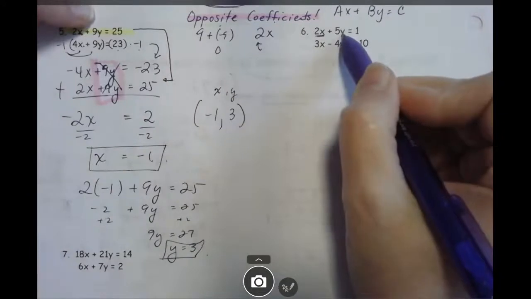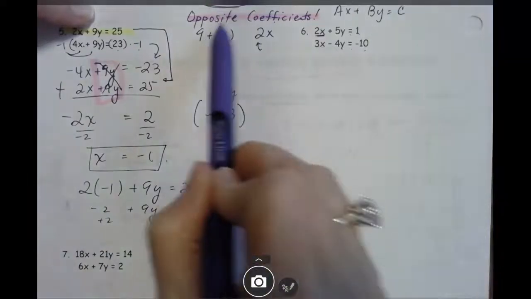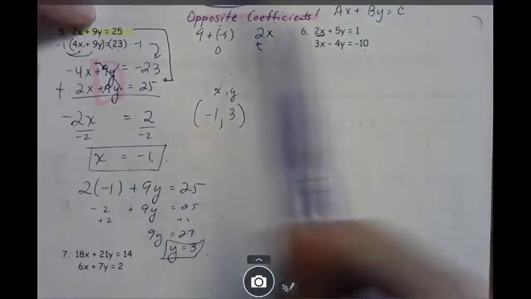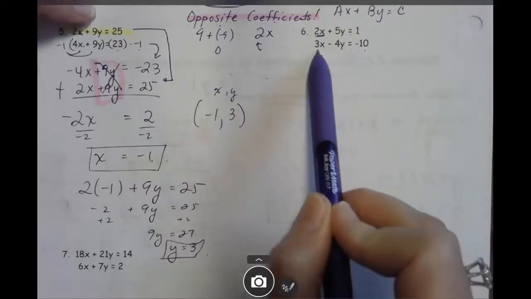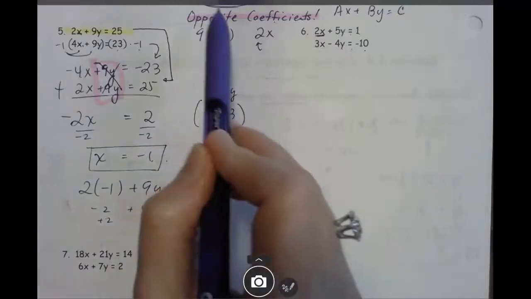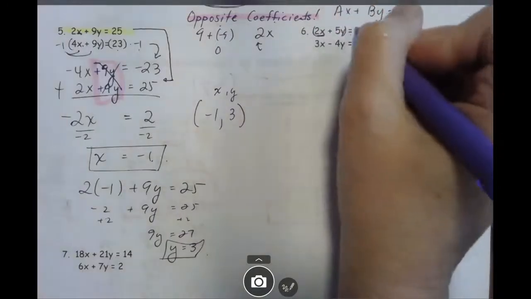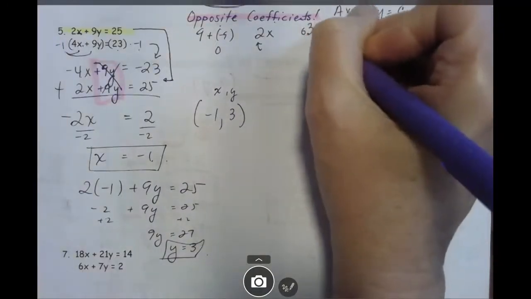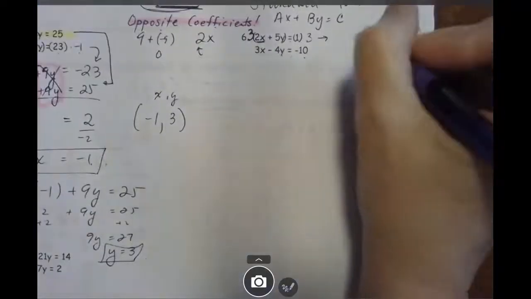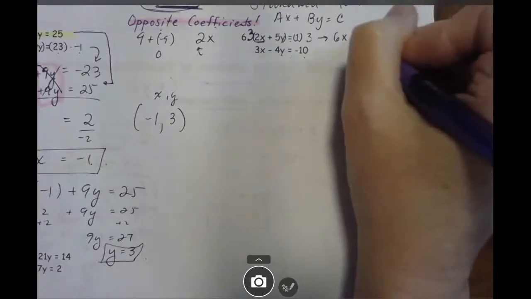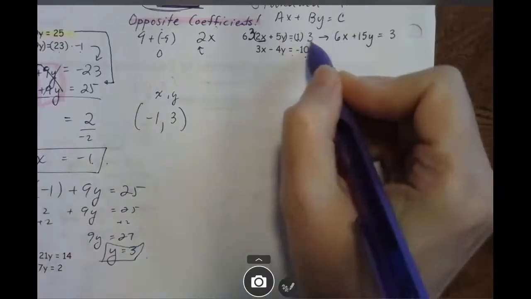So 2x plus 5y equals 1. 3x minus 4y equals negative 10. We need opposite coefficients. So we just need to make a choice here. Will we go after the x's or will we go after the y's? It's really your choice. I will choose the x's. So if we want opposite coefficients for the x's, then this first equation I will multiply by 3, which will transform it to be 6x plus 15y equals 3. 1 times 3 is 3.